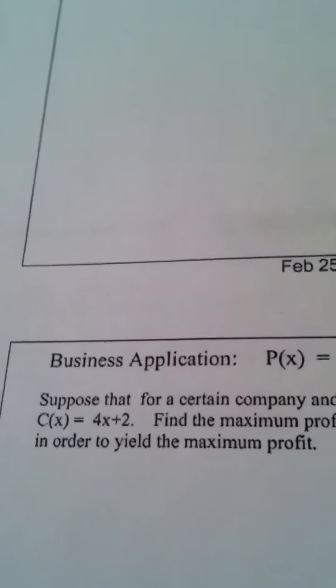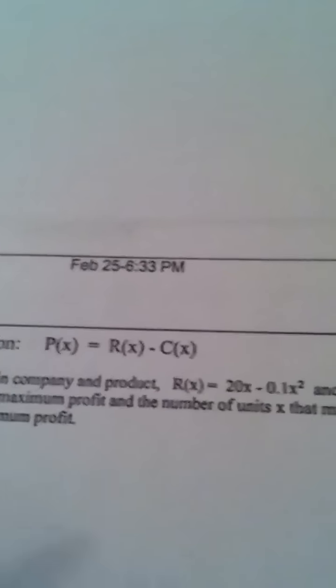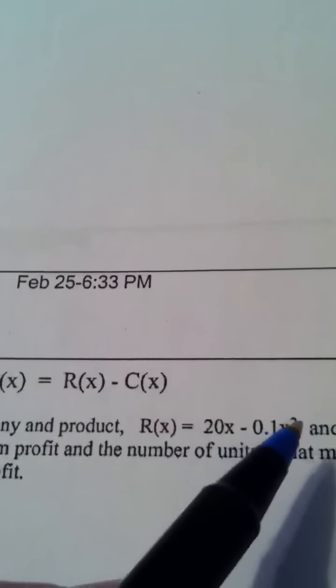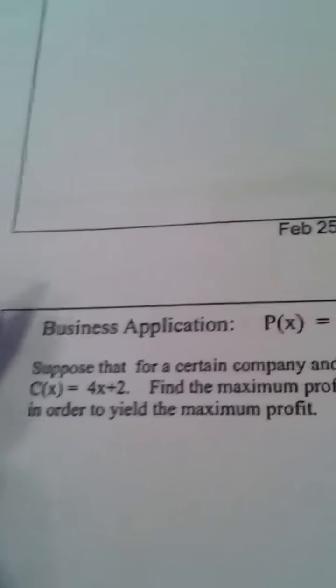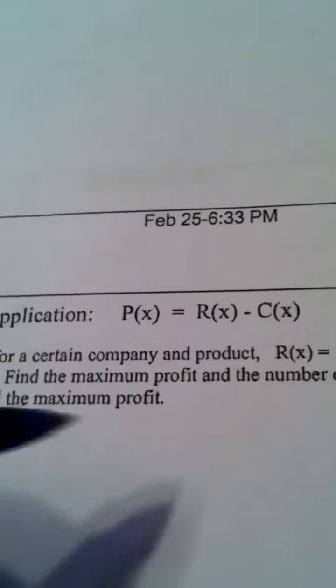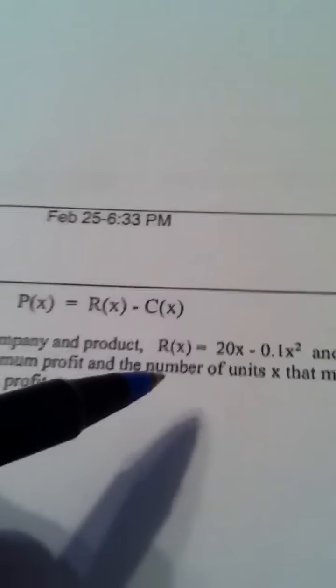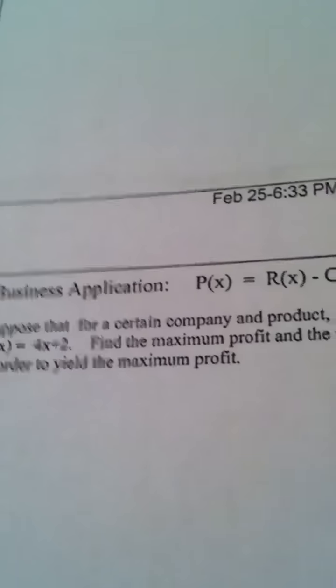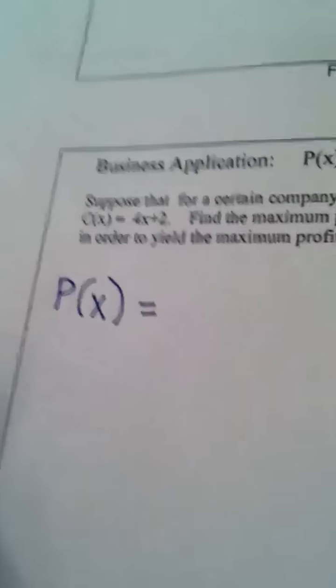So, in this case, we have a company whose revenue function is 20x minus 0.1x squared, and the cost function is 4x plus 2. We want to find the maximum profit and the number of units x that must be sold to yield this maximum profit. Well, we're missing the profit function. So the first thing we need to do is to compute the profit function.